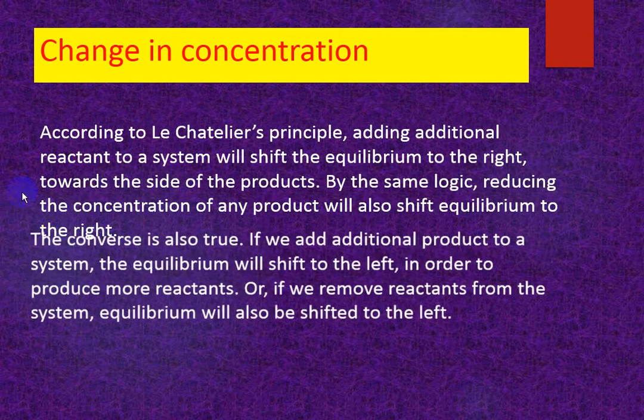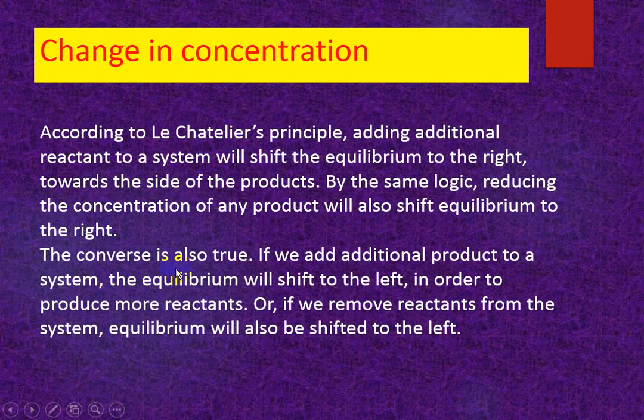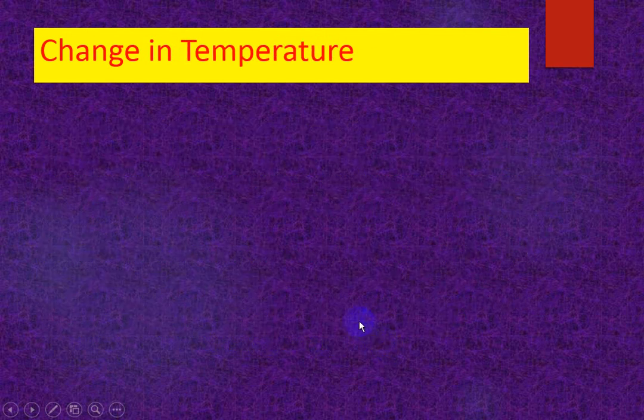According to this system, the converse is also true. If you add additional product to the system, the equilibrium will shift to the left in order to produce more reactant. If you remove reactant from the system, the equilibrium will also shift to the left. That was change in concentration.